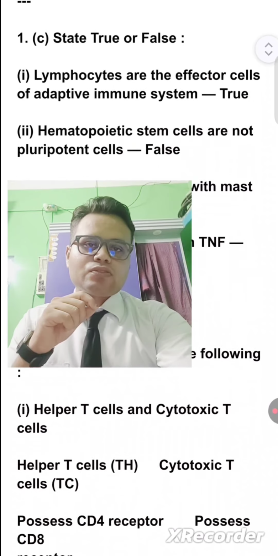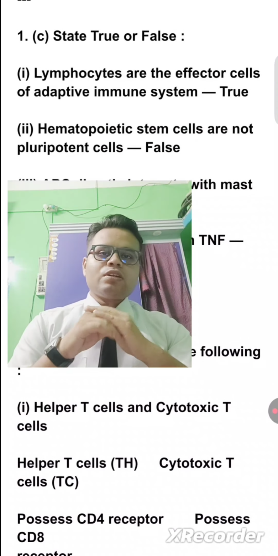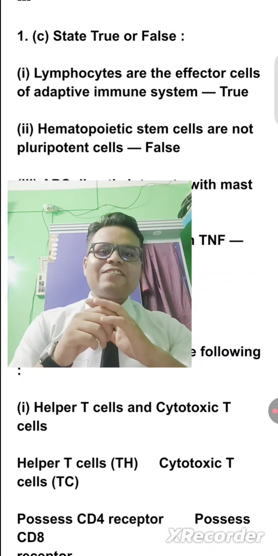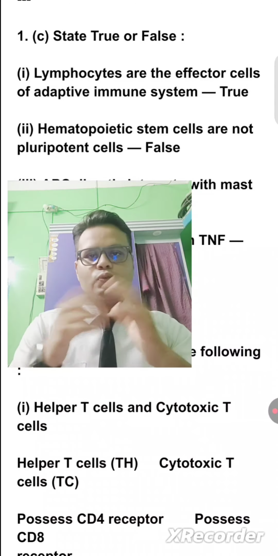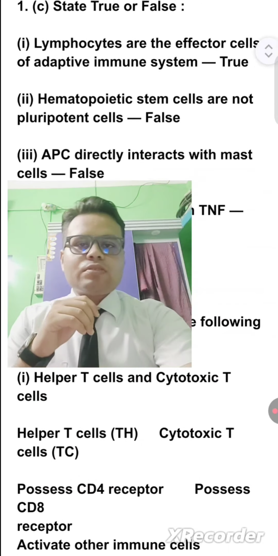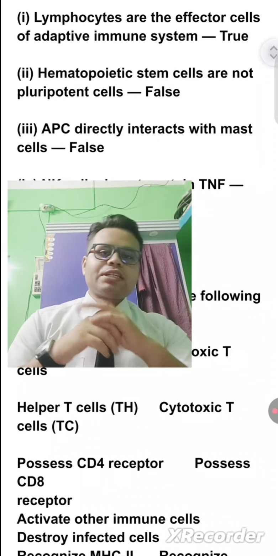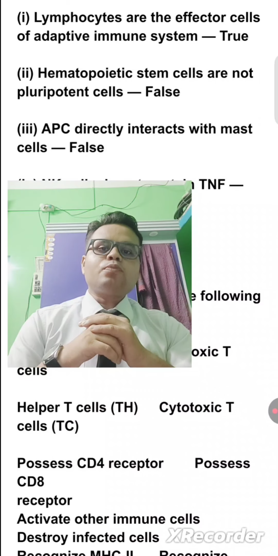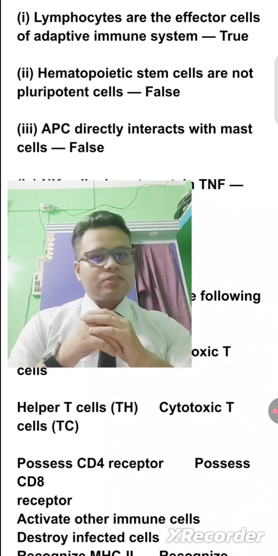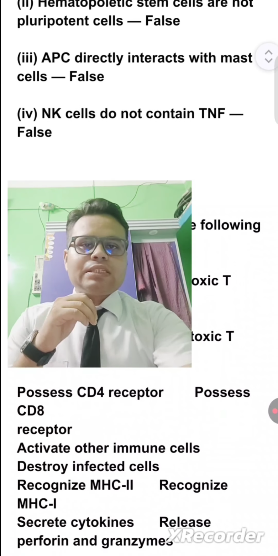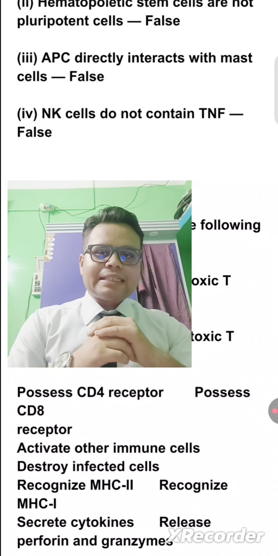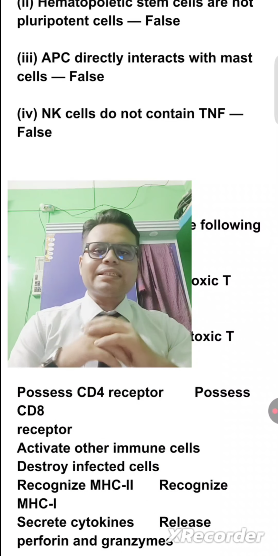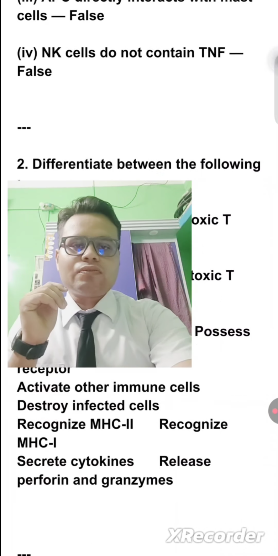Next question, class, true or false? Lymphocytes are the effector cells of the adaptive immune system, that is true. Next, hematopoietic stem cells are not pluripotent cells, false. Okay, APCs directly interact with the mast cells, that is also false. NK cells do not contain TNF, that is also false.